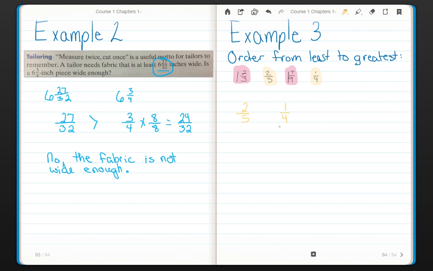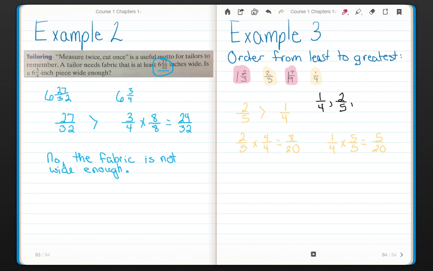Well, the least common denominator of 4 and 5 is 20. So I need to convert them both. 2/5 times 4/4 equals 8/20. And 1/4 times 5/5 is 5/20. Well, 8/20 is greater than 5/20, so 1/4 is smaller. So I have the first two numbers of my answer: 1/4 and then 2/5.